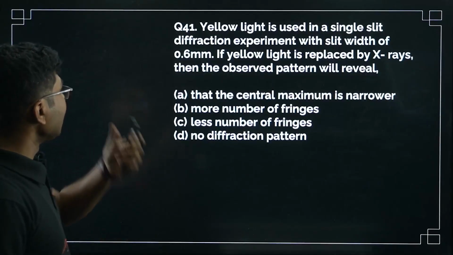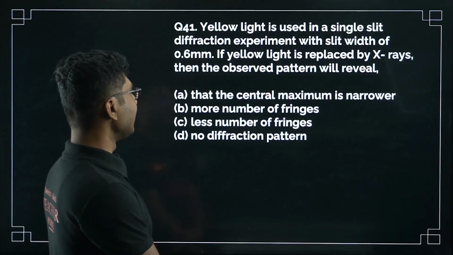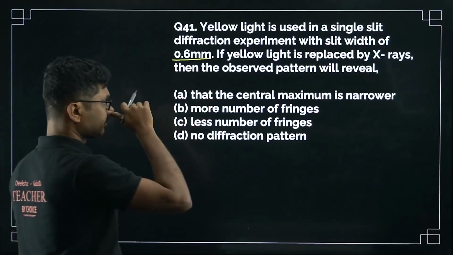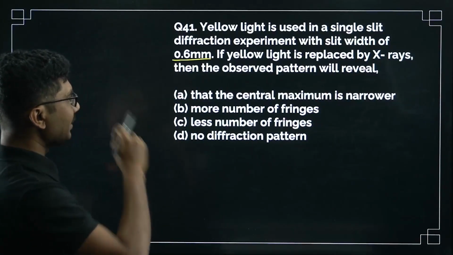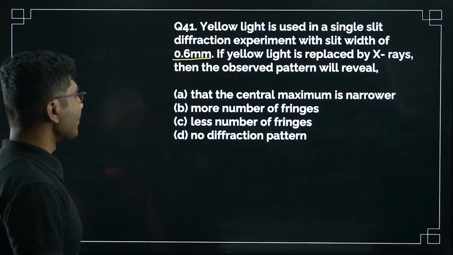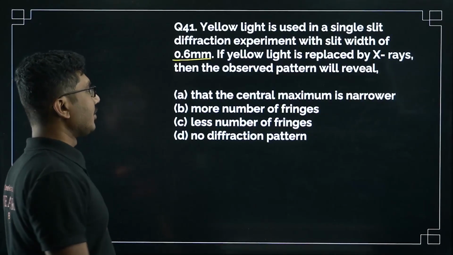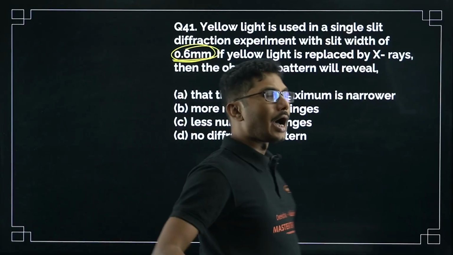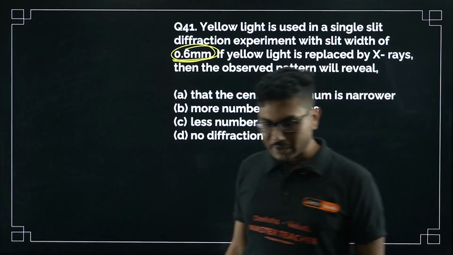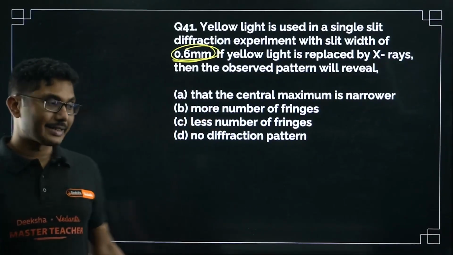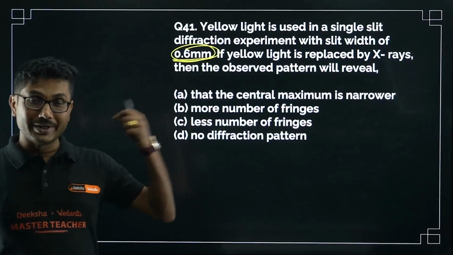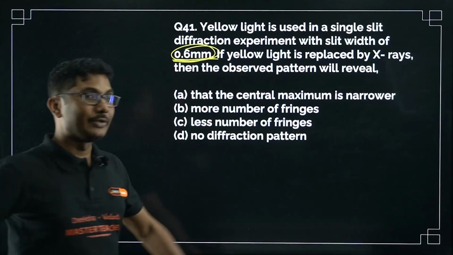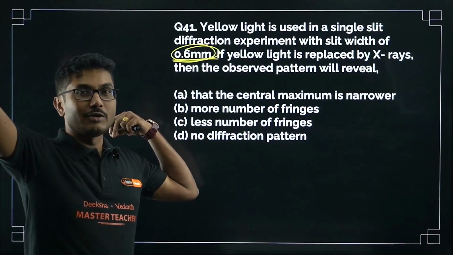Next question. Yellow light is used in a single slit diffraction experiment with a slit width of 0.6 millimeter. If yellow light is replaced by X-rays, then the observed pattern will reveal? Now you have to understand that 0.6 millimeter is a very large length compared to either yellow light or X-rays. X-rays have a nanometer wavelength, right? For a nanometer, 0.6 millimeter will appear to be more than a kilometer long.